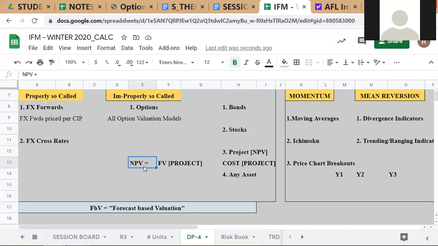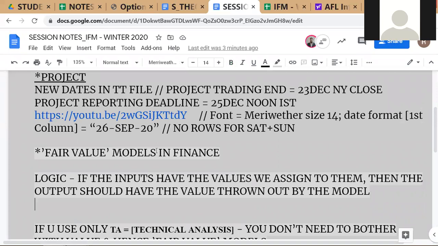Why? Because this model is telling you that if the inputs have the values that we assign to them, then the NPV of this project, which is the output, will be equal to this minus this. This is also going into very basic logic to understand what a fair value model is trying to do. It is trying to tell you that if the inputs have the values that we assign to them, then the output should have the value thrown out by the model. It sounds very obvious, like saying that after 10 o'clock, the next hour is 11 o'clock. It's almost something very basic, but it's still important to be clear about these things.